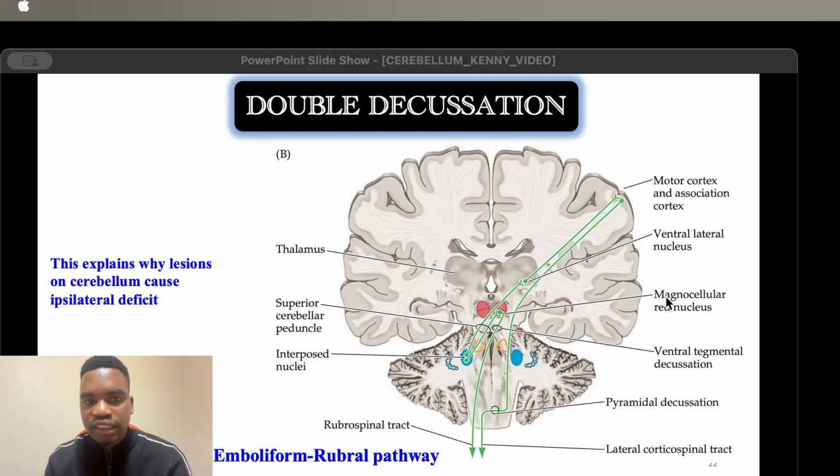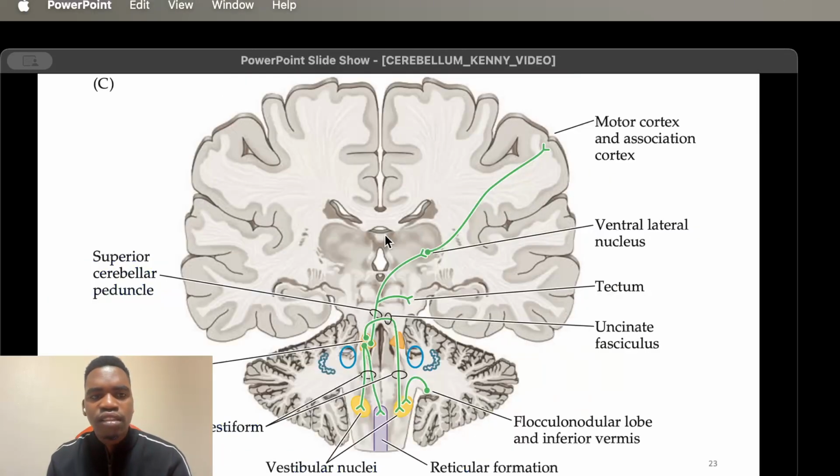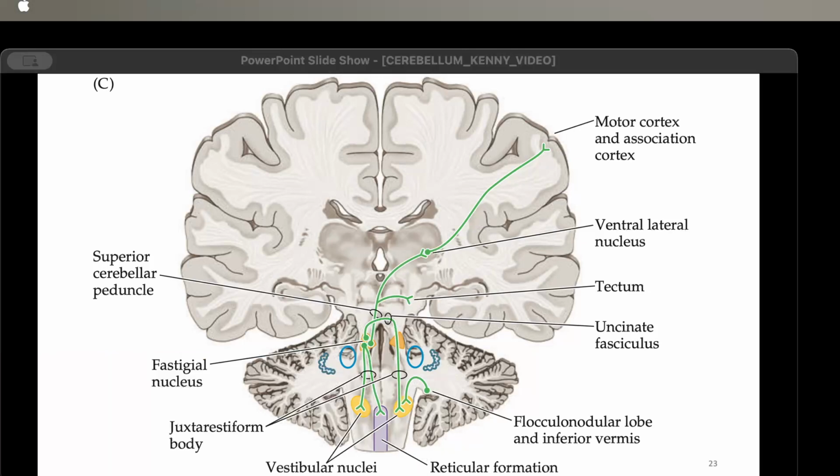And then lastly, they have something in common, and don't worry. The information from the vestibular nucleus and the fastigial nucleus will also cross through the superior cerebellar peduncle into the contralateral side. So it also explains the ipsilaterality of the cerebellum.